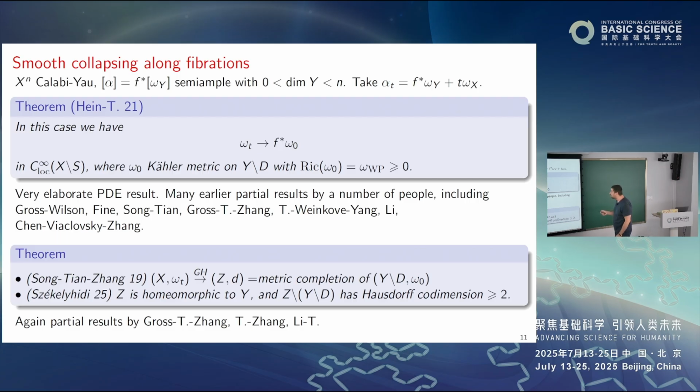So the picture looks basically the same as the non-collapsing one. The only difference is that in the non-collapsing case, you have singularity in codimension 4, and here in the collapsing case, singularity is in codimension 2. The other difference is that these theorems are much harder to prove than the previous ones.